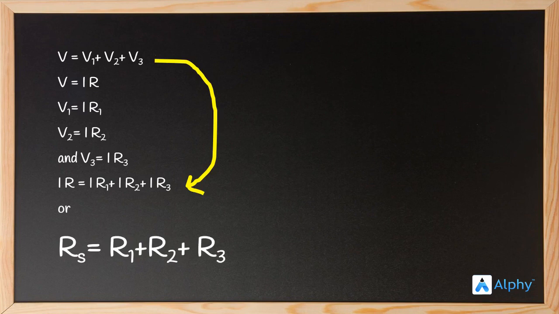Why are we writing it as RS? S means series. So since it is a series combination, we can write capital R S is equal to R1 plus R2 plus R3. So the total resistance is equal to R1 plus R2 plus R3. That is the sum of the individual resistances in a series combination.